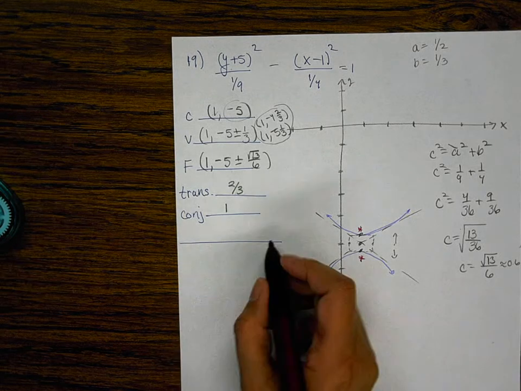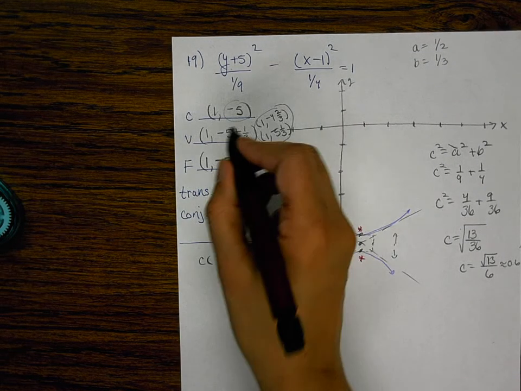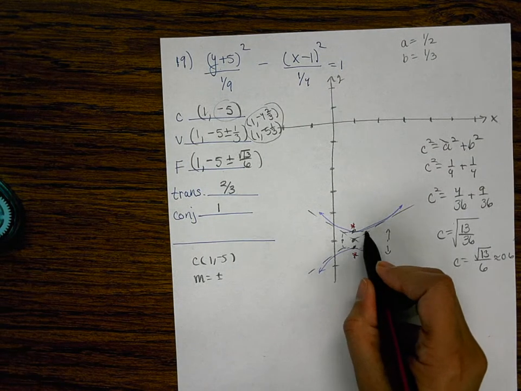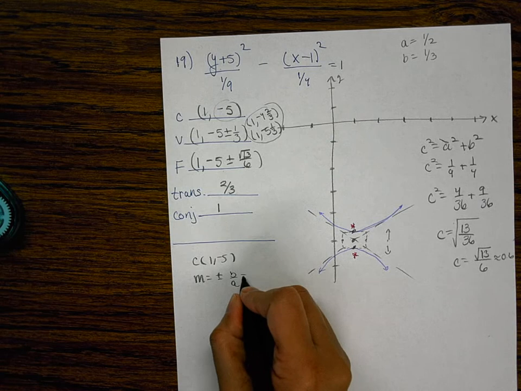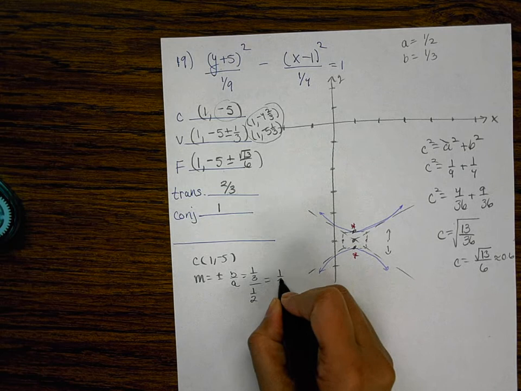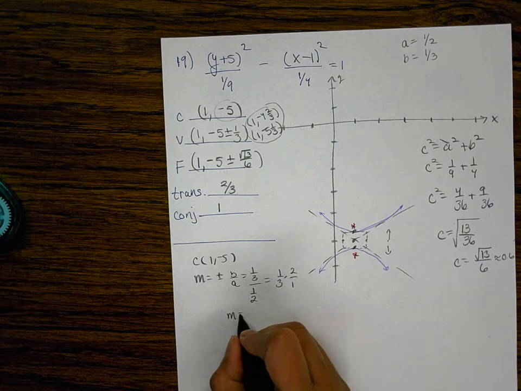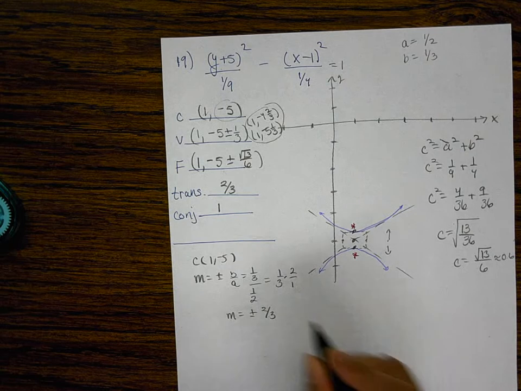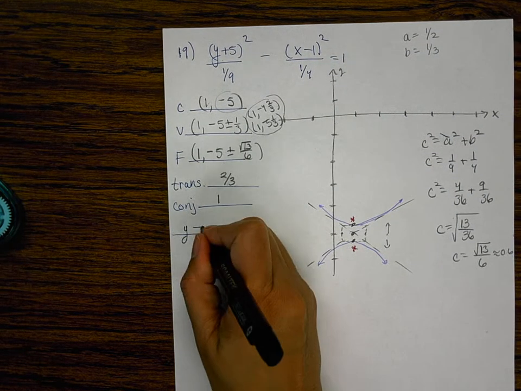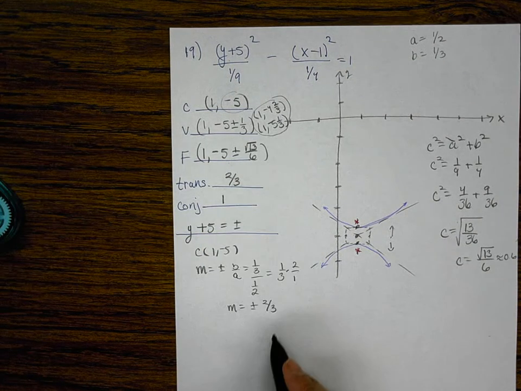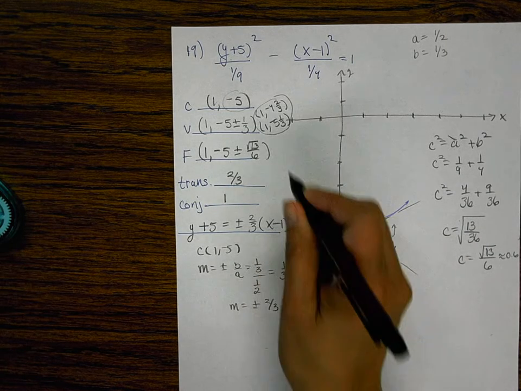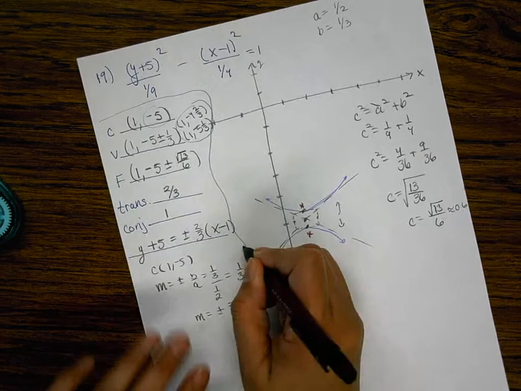Okay, what do I need here? I need my center, which is 1, -5, and my slope, which is always plus or minus rise over run, b over a. b is 1/3, a is 1/2, so I have 1/3 times 2 over 1, so my slope is plus or minus 2/3. So my equation is y minus -5, which would be y plus 5, equals plus or minus 2/3 (x minus 1). All right.